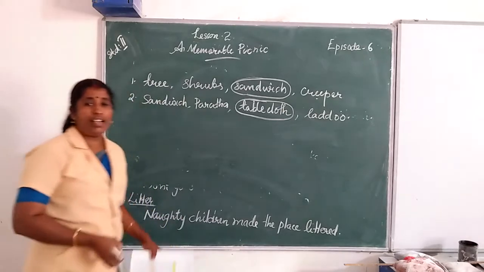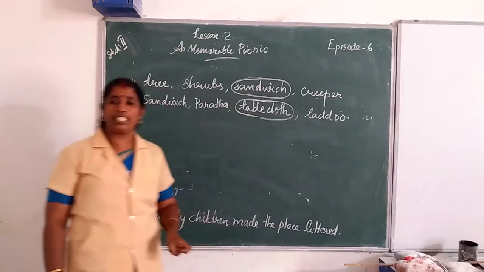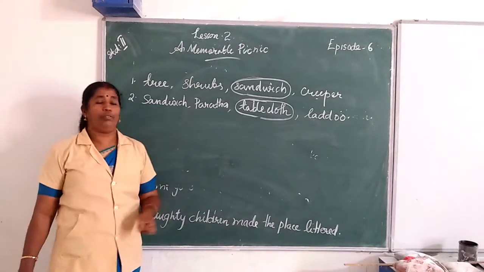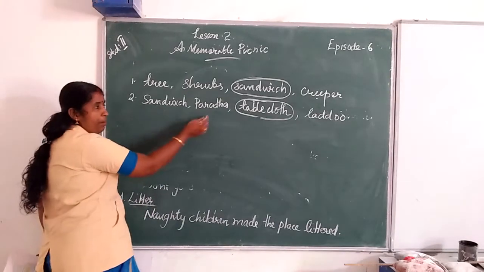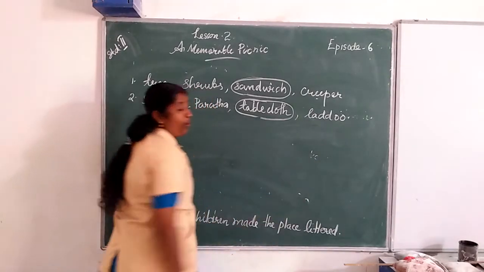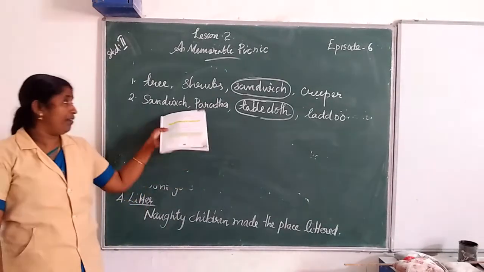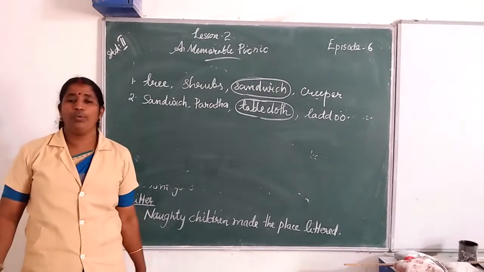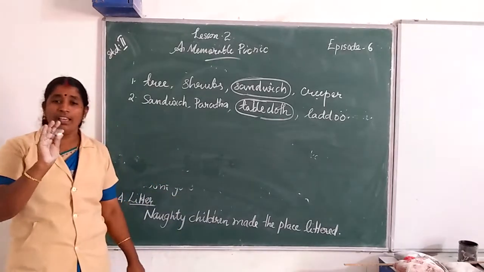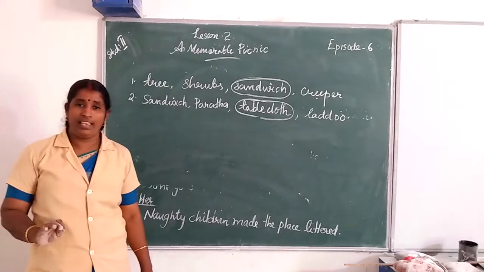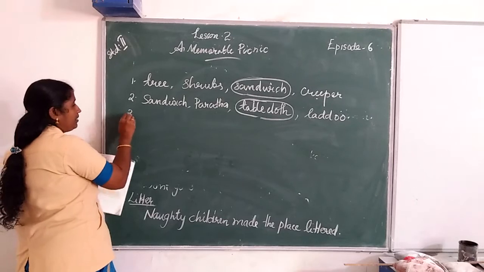Why? Tablecloth is the odd one. What is the reason? Here sandwich, paratha and laddu, all these are eatables. Eating items, food items. All these three are food items. And tablecloth is not a food item. Okay. Is it clear? Yes. Let us move on to the next one. Third one.